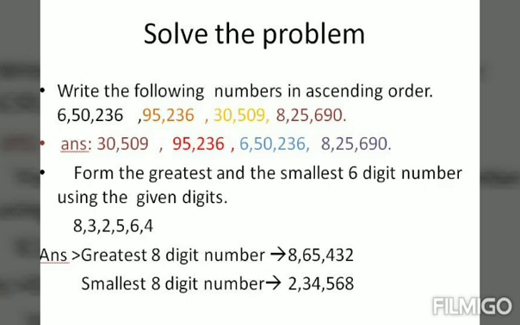Sorry for the mistake I made here while writing greatest 6 digit and smallest 6 digit. I have written 8. Please avoid that mistake, correct it and write it. Here you have to write 6 instead of 8. Greatest 6 digit number and smallest 6 digit number you have to write. Sorry for the mistake once again.